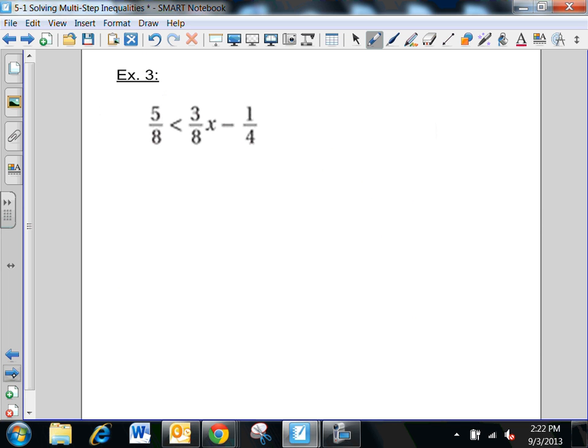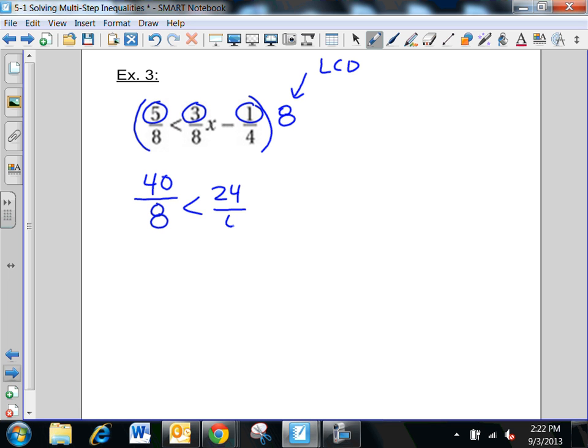Okay, next, example number 3. This is a difficult example. I'm going to multiply everything by 8. 8 is the LCD, the least common denominator. So I'm going to multiply each term by 8. I will get 40 over 8 is less than 24 over 8, x minus 8 over 4. Now when I do that, they should all simplify to whole numbers. So this would be 5 is less than 3x minus 2. All the fractions went away.